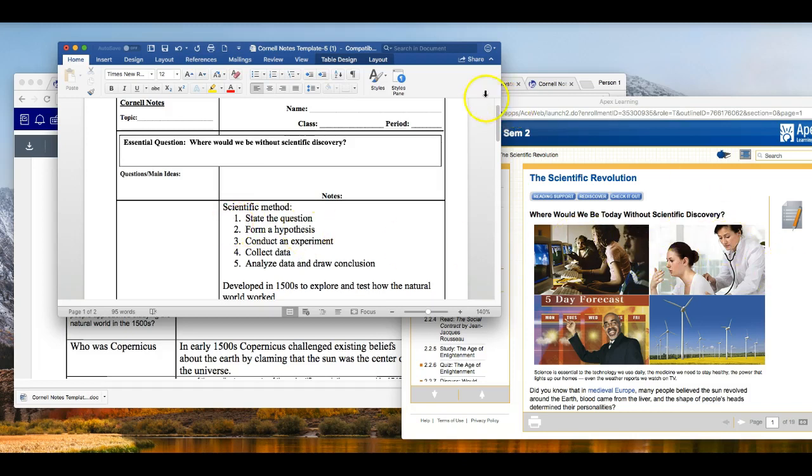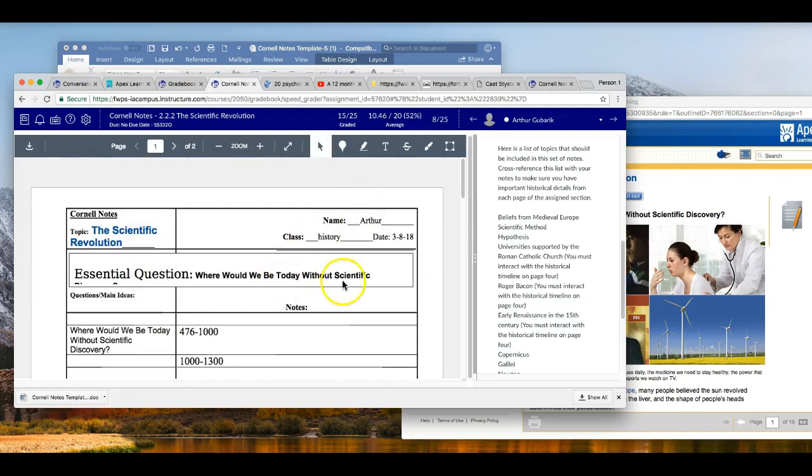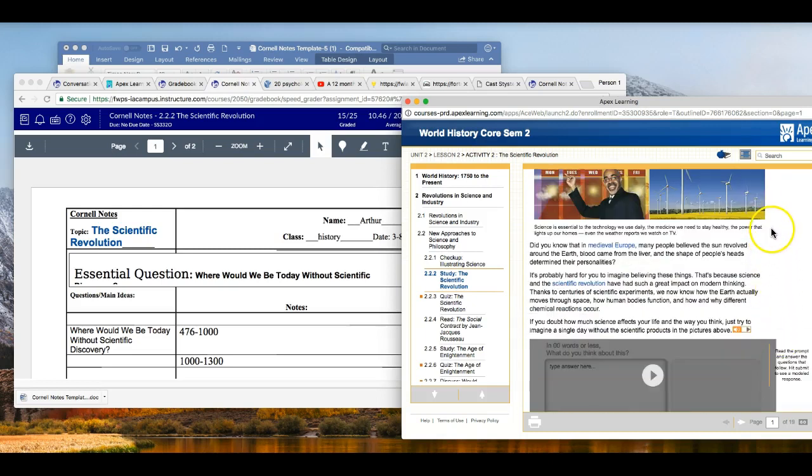So first of all, if I look at yours, you do have the essential question written down correctly, and oftentimes the essential question is found on the very first page, okay? So remember that with Cornell notes, you want to read every single page, and on this very first page of 2.2.2, it really is just an introduction to the rest of the chapter. So as far as historical information goes, there isn't too much to write down.